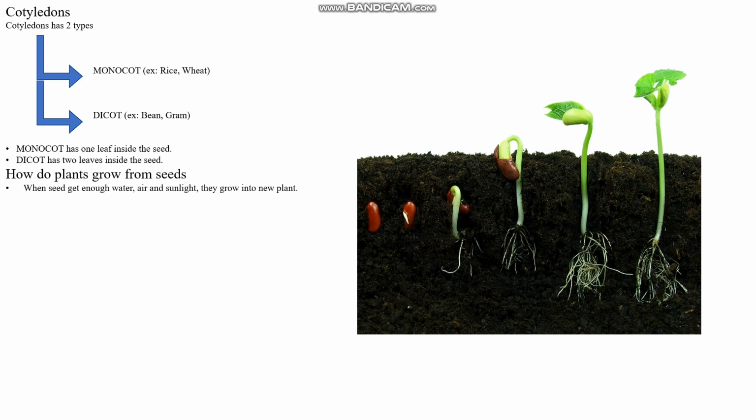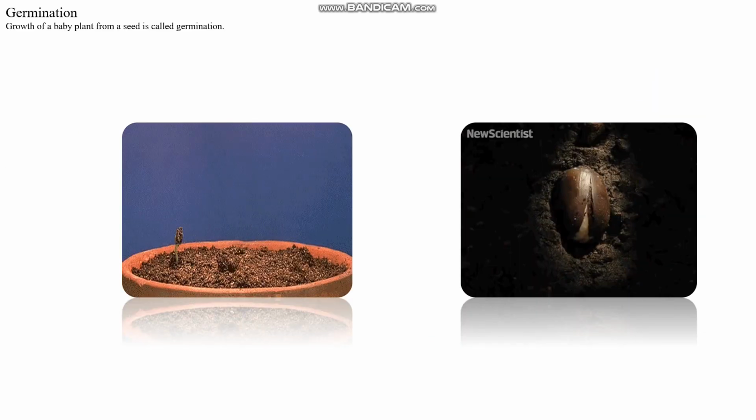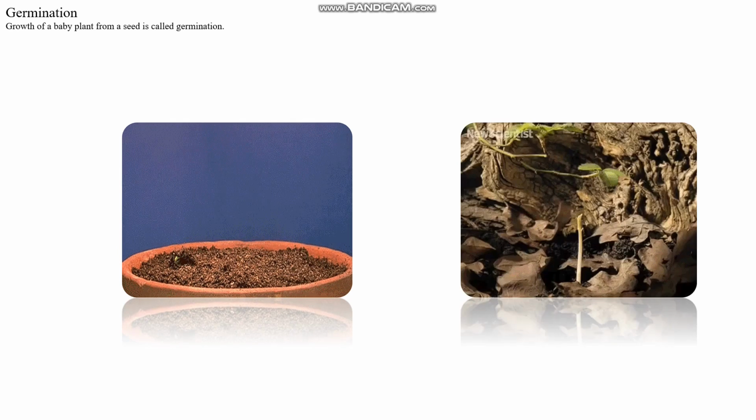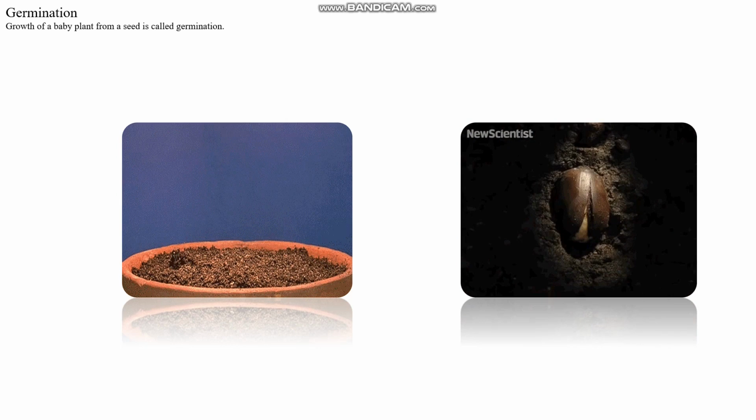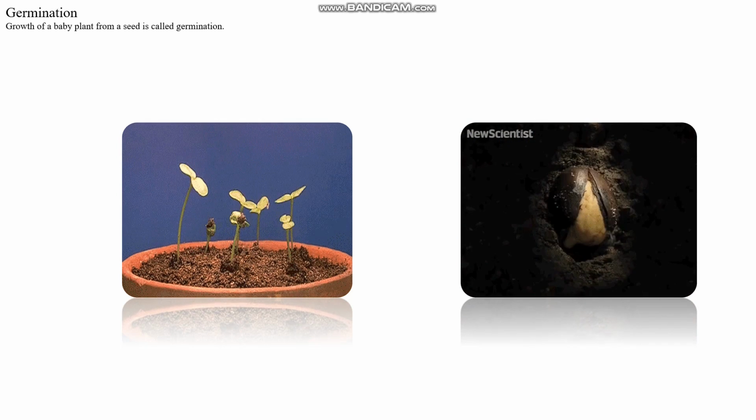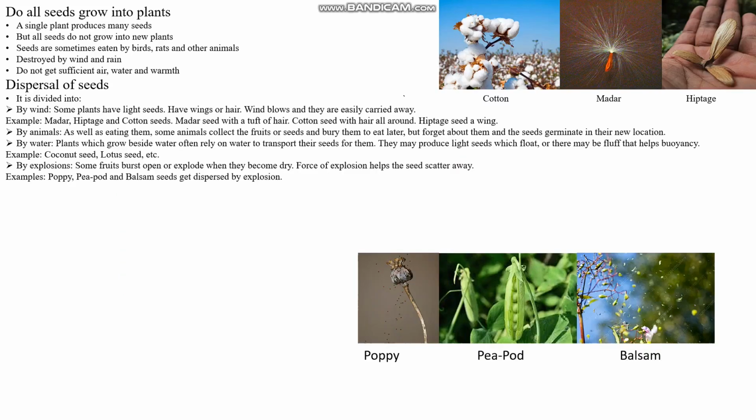For example, gram. So now how do plants grow from a seed? When a seed gets enough air, water and sunlight, it grows into a new plant. And this process is called germination. Hence the process by which a seed grows into a new plant is called germination. And during germination, cotyledons provide food to the new plant.